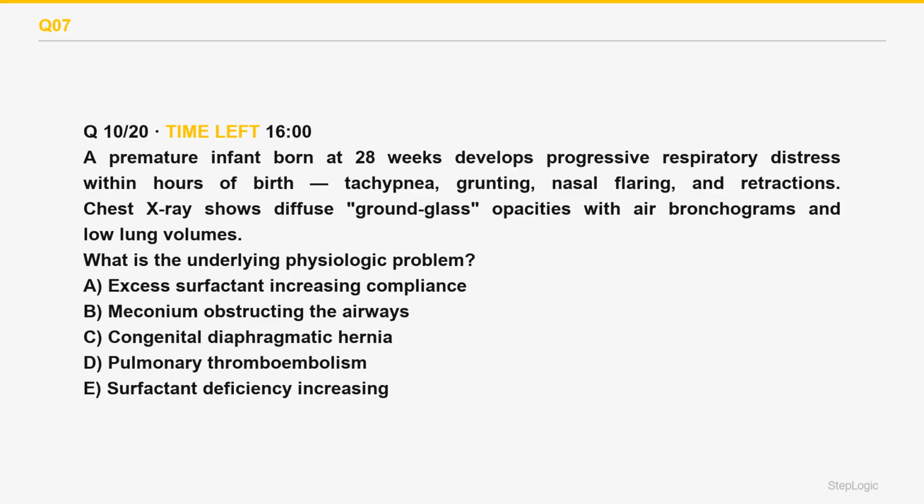What is the underlying physiologic problem? A premature infant born at 28 weeks develops progressive respiratory distress within hours of birth. Tachypnea, grunting, nasal flaring, and retractions. Chest X-ray shows diffuse ground glass opacities with air bronchograms and low lung volumes. Read the question. Underlying physiologic problem. Premature infant, respiratory distress within hours, ground glass with air bronchograms, neonatal respiratory distress syndrome from surfactant deficiency.